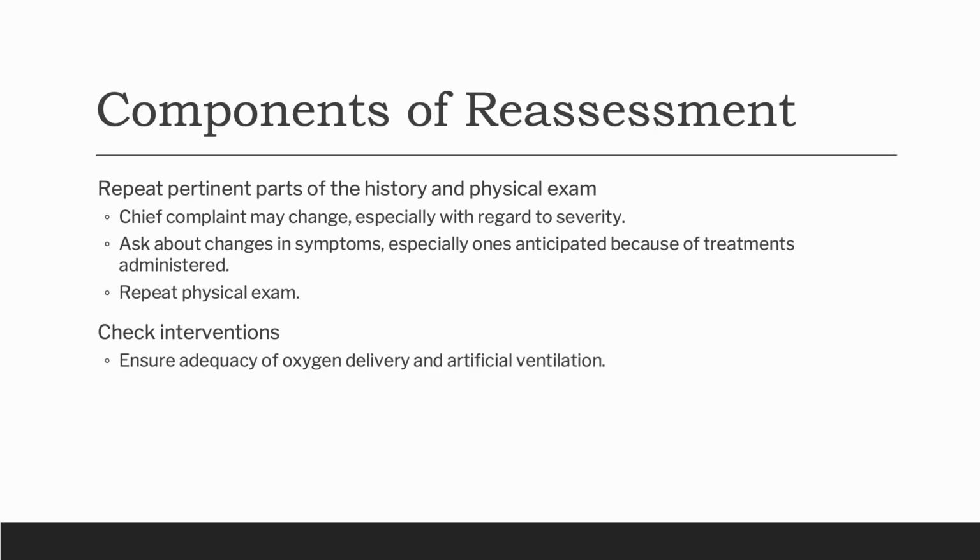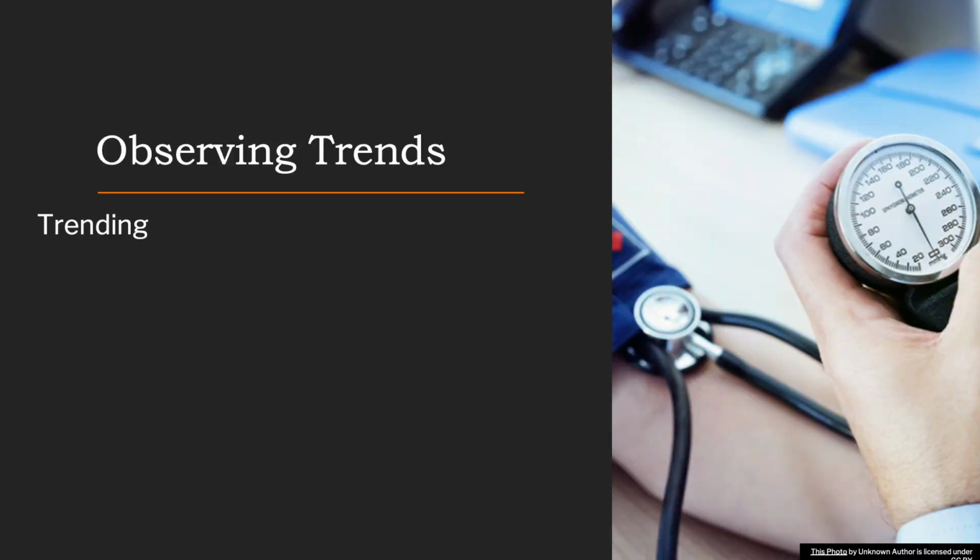Repeat your physical exam. Check your interventions. So did the oxygen work? Are we ventilating appropriately? Are we still not bleeding? And then whatever else you may have done. If you place the patient in a splint, so they've broken a bone or something like that, we need to reassess to make sure they still have good PMS below that injury. Because if it starts to swell, the splint may actually cause blood flow to get cut off. Things like that are what we're going to look at.